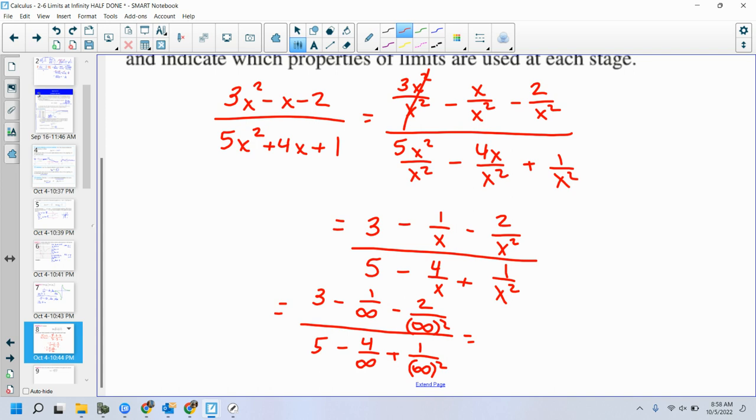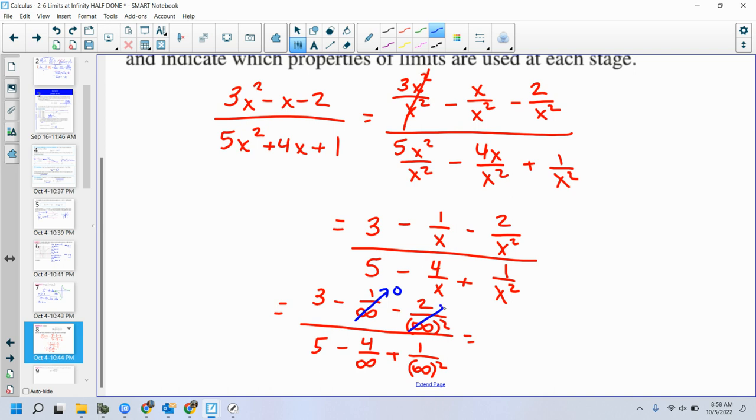Okay, we just took a look at this a second ago. What is 1 over infinity going to go to? 0. So that is going to go to 0. Well, if I square infinity in the denominator, isn't that just going to go to infinity again? What's 2 over infinity? 0.